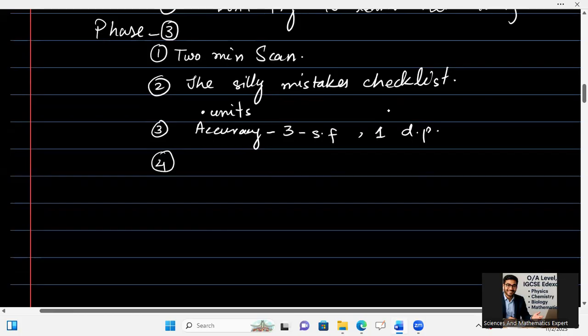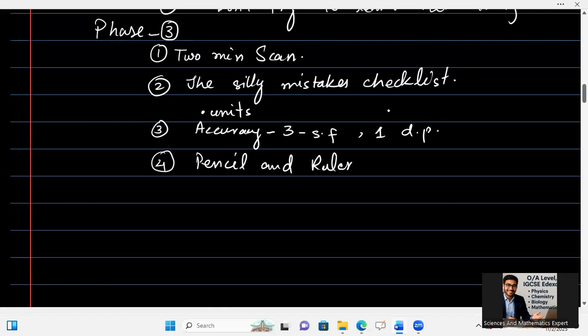After that, pencil and ruler work. Check: did I draw the graph or diagram with a sharp pencil and ruler, and show your working? The main factor is to show your working. Don't go for too much mental math. You should use the calculator directly. Even if the answer is wrong, you get method marks, and is my working clear?